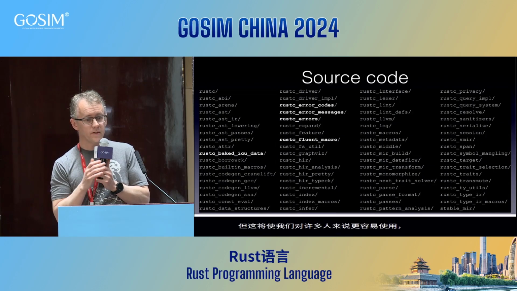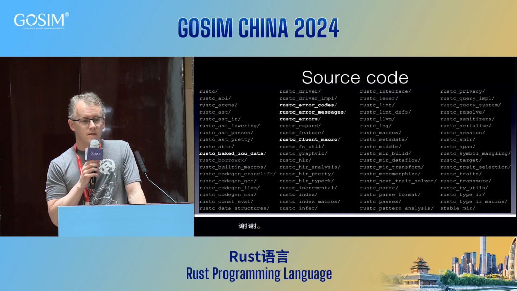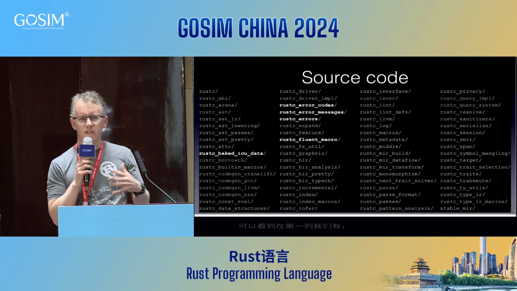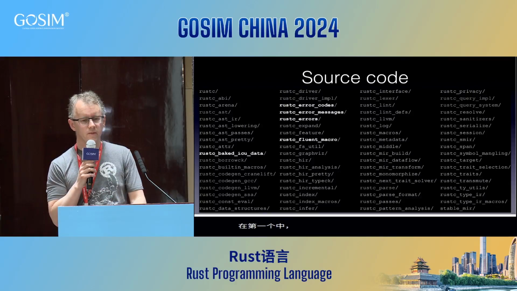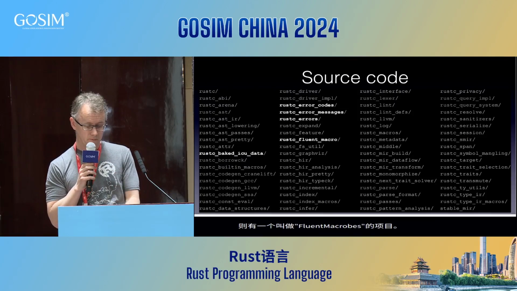So once more, returning to the source code, we can see in the first column we have a crate called baked ICU data, and in the second one we have one called fluent macro. ICU and fluent are two different libraries that are related to translation between languages. And also in the second column you can see there are three crates that have error in the name, and they're all related to error messages.